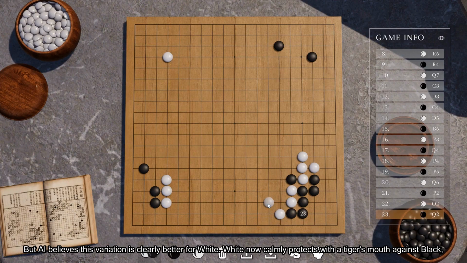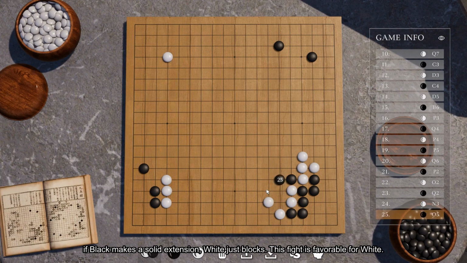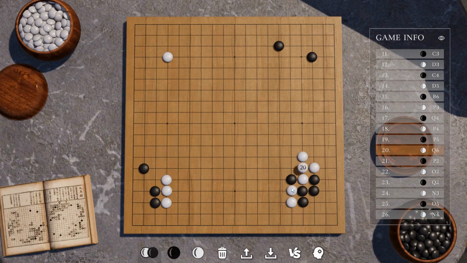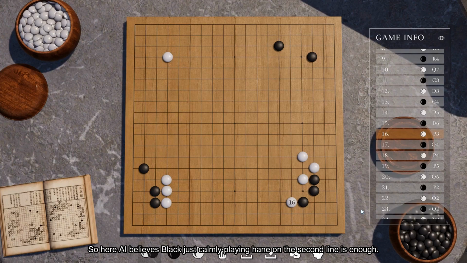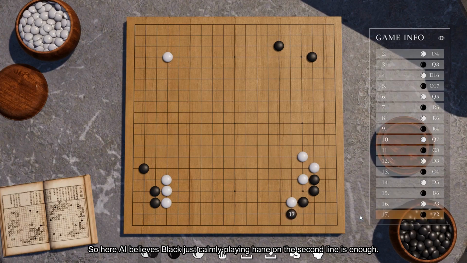White now calmly protects with a tiger's mouth against black. If black makes a solid extension, white just blocks. This fight is favorable for white. So here, AI believes black just calmly playing hang on the second line is enough.